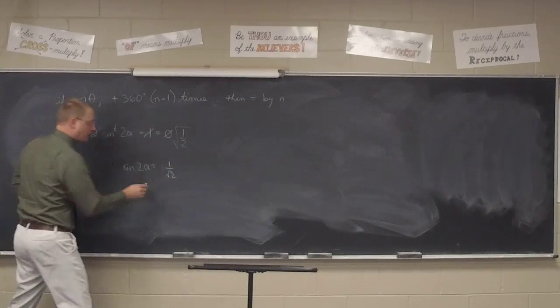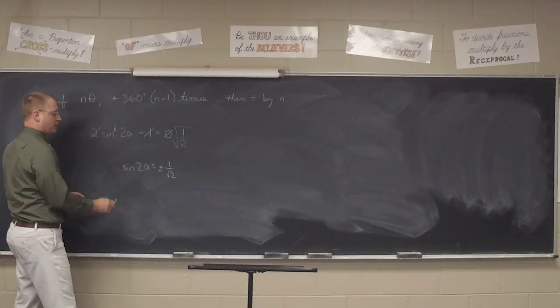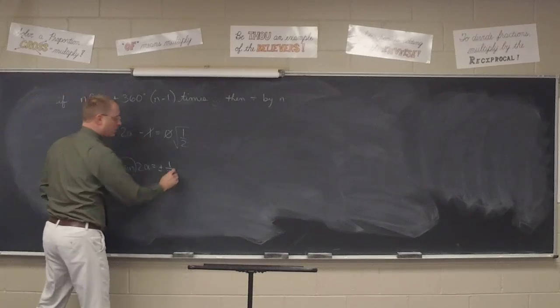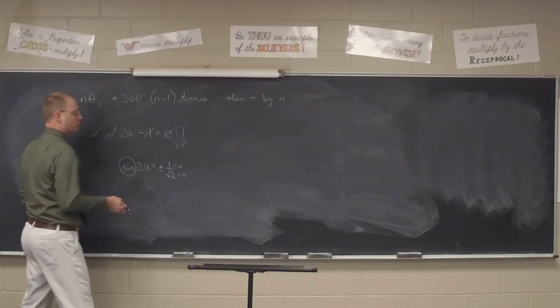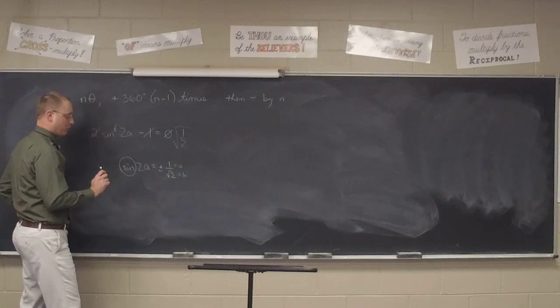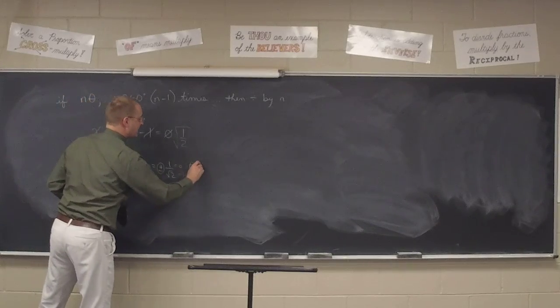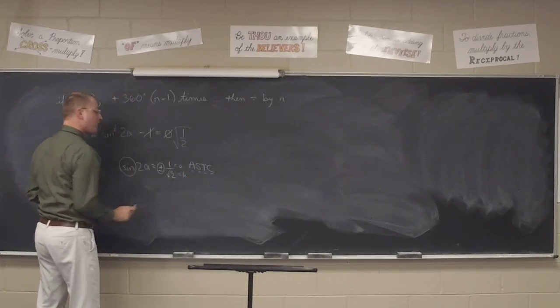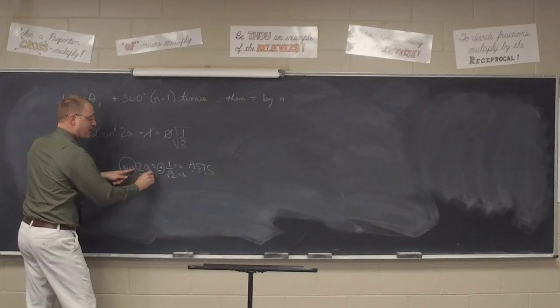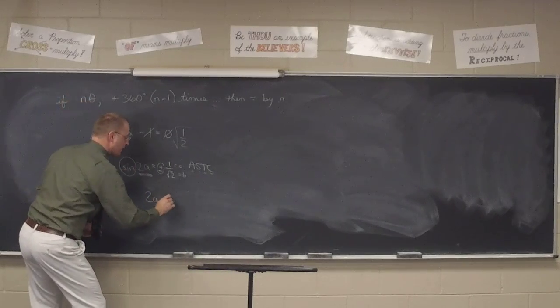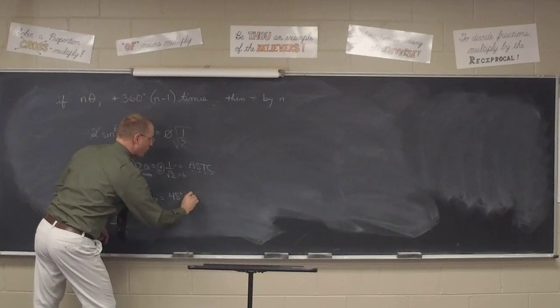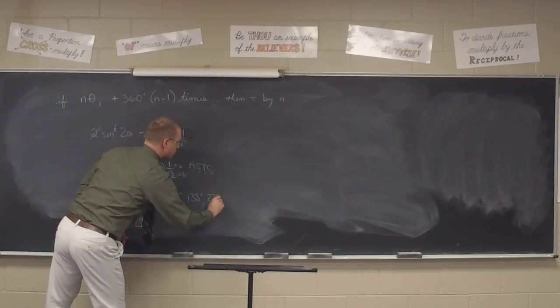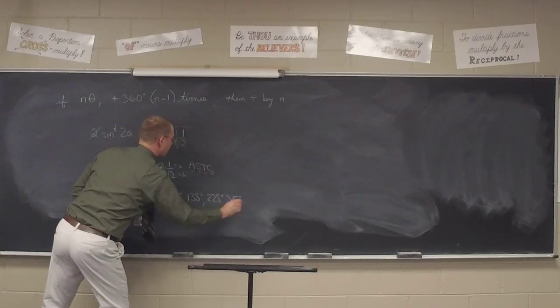Positive, negative. So we ask ourselves, when is sine opposite over hypotenuse 1 over square root of 2? 45. At 45. And ASTC, class, all 4 45s. But notice, this is going to be 2 alpha is equal to 45, 135, 225, and 315.